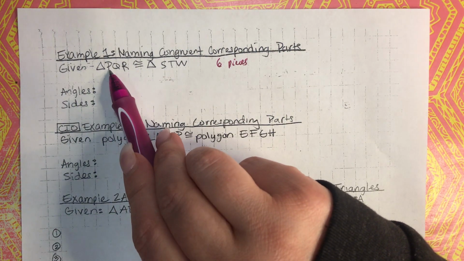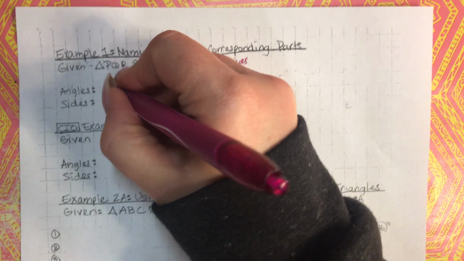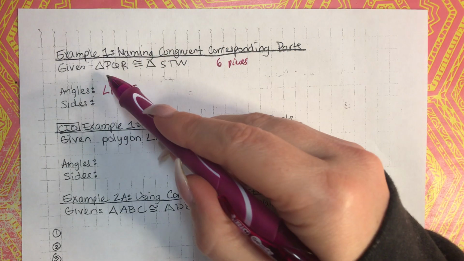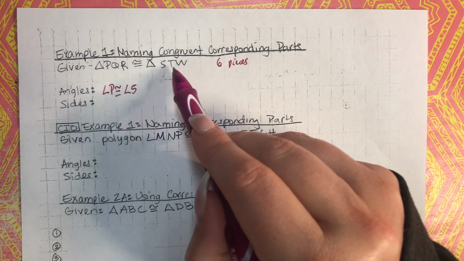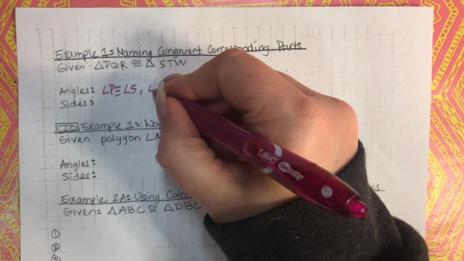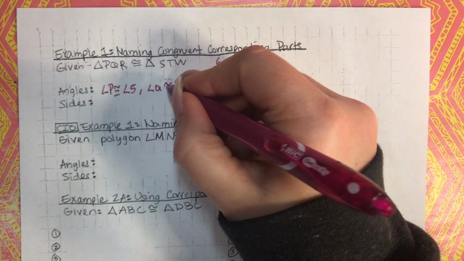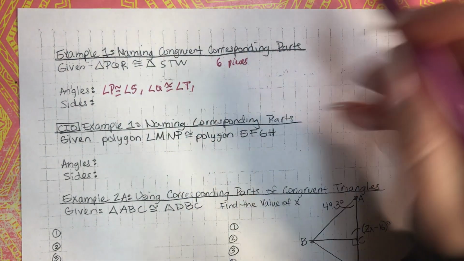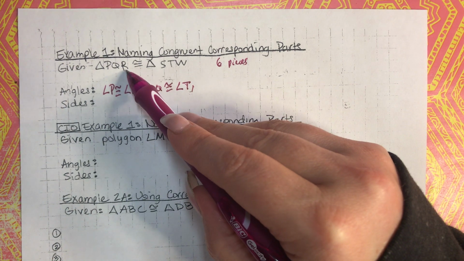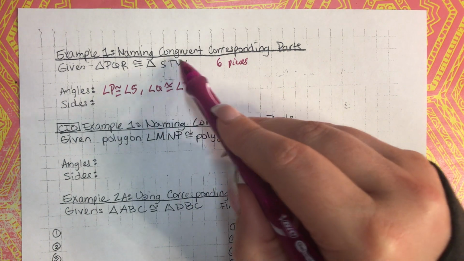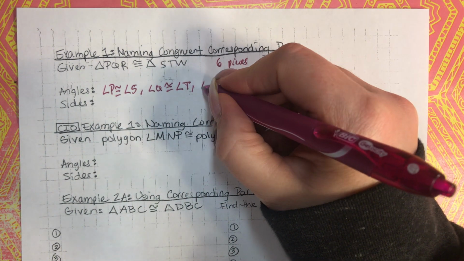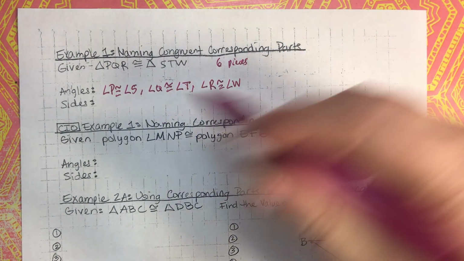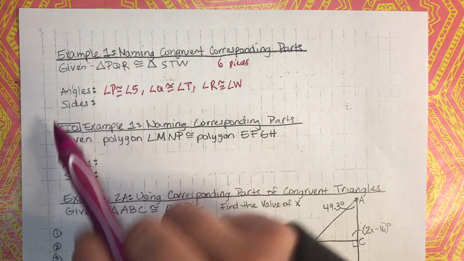So first one, angle P and angle S. That's the first one. The second one would be what? Q and T. Angle Q is congruent to angle T. And then the third would be the one that's listed in third place, so angle R and angle W. Angle R is congruent to angle W. Okay, so we have the angles. Now we need to do the sides.